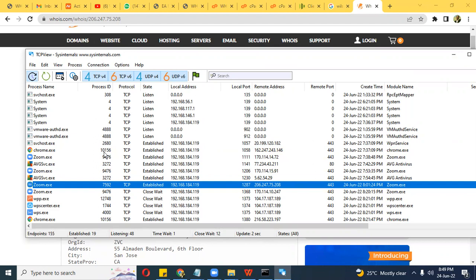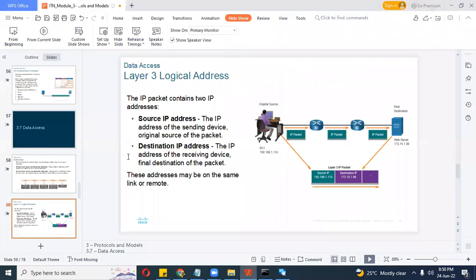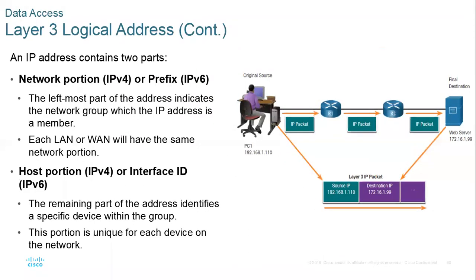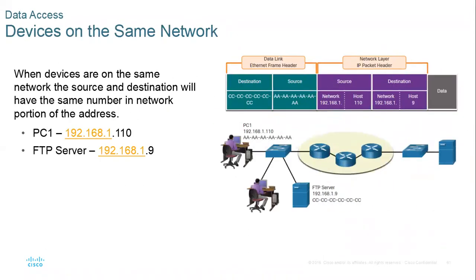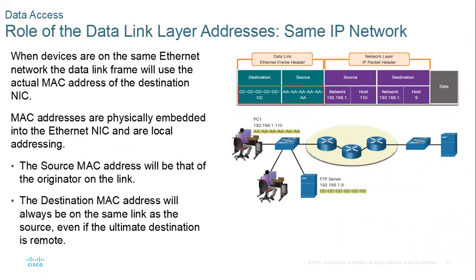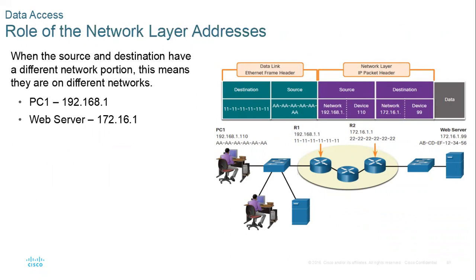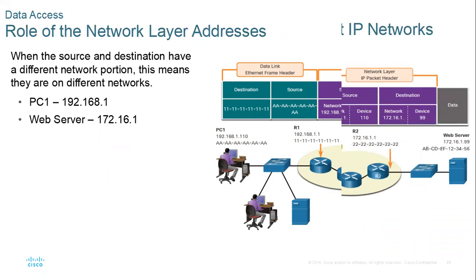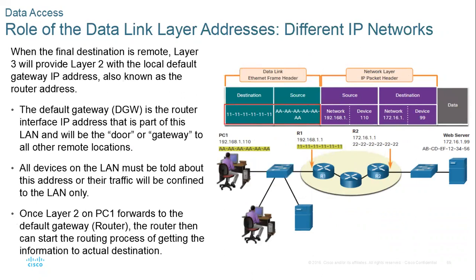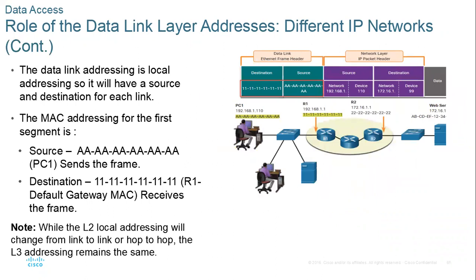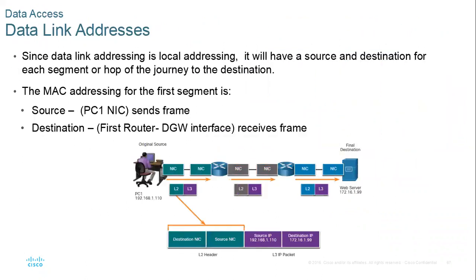Okay, let's get back. So you see, it's source IP address, destination address. Same thing for IP version 6, same thing applies. Same thing here, the same thing I've explained. It can be a remote network also. Different IP network, same thing. They mustn't be on the same network. Just all the things I've just explained now.